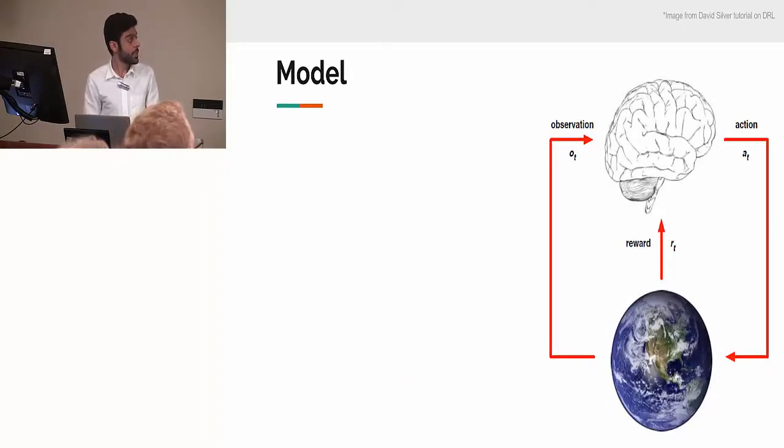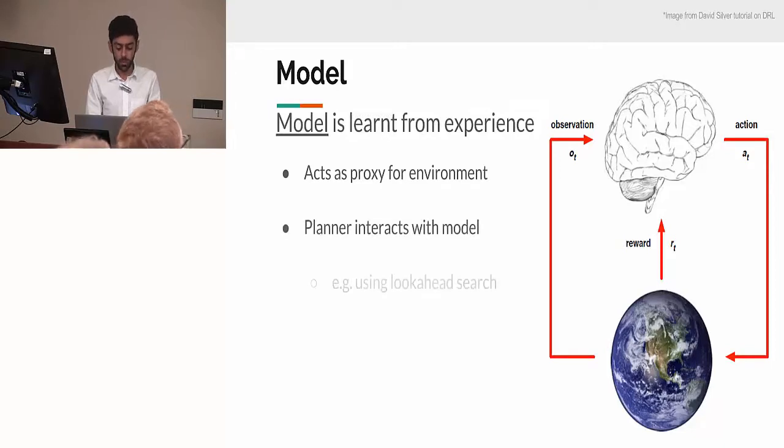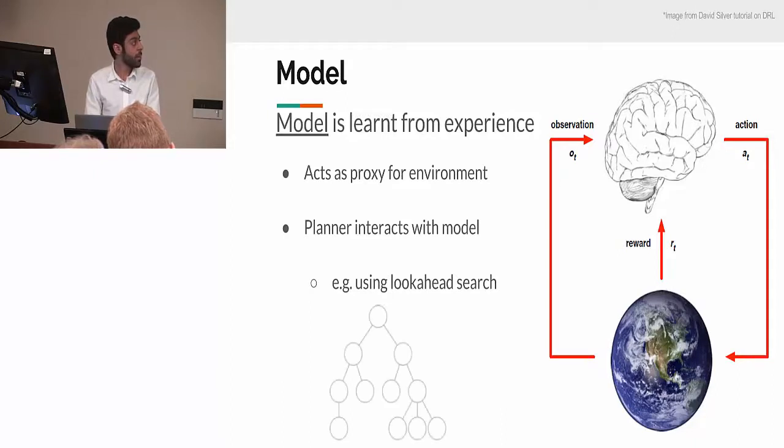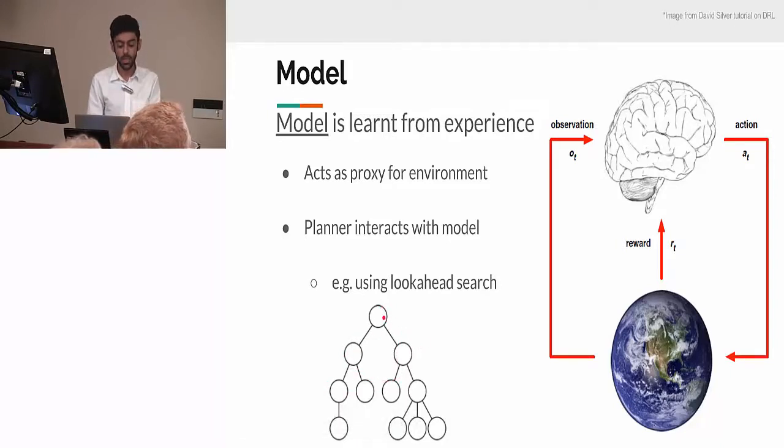Model is basically the description of the environment. So model is learned through the experience, can be thought of as a proxy of the environment, and can be something like a planner, which is basically planning by, for example, looking ahead in a tree. For example, here the agent knows a tree for the environment, and it knows that if it takes the action that leads to the right node, it will get here, what is the reward, what is the state, and so on.